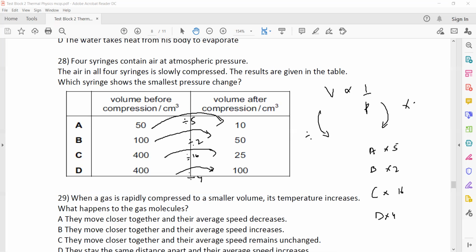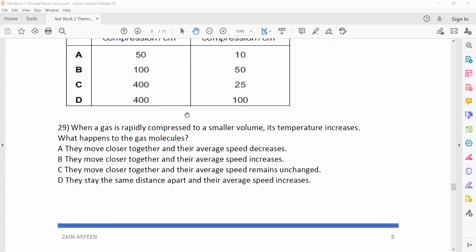So the question is, which syringe shows the smallest pressure change? The smallest pressure change is in B. Basically, if volume is divided, pressure will be multiplied. They are inversely proportional to each other.